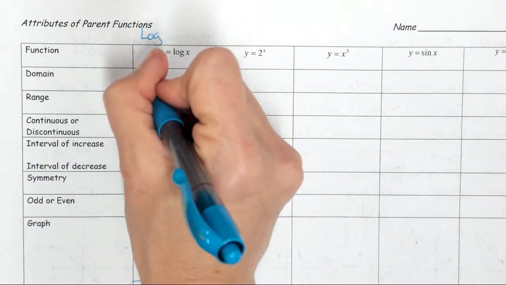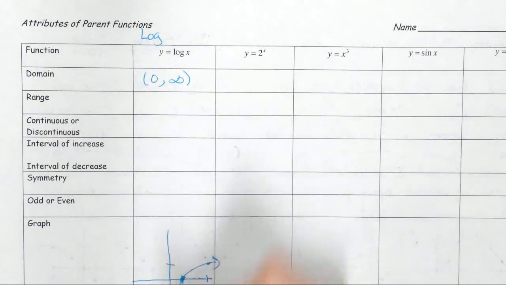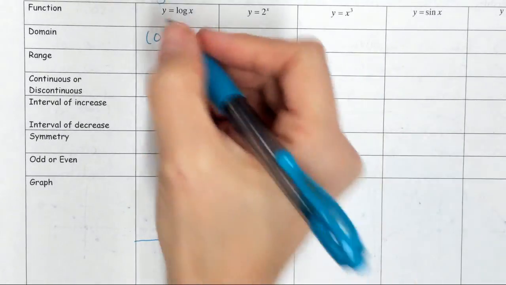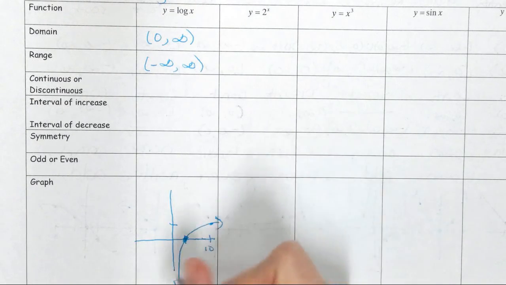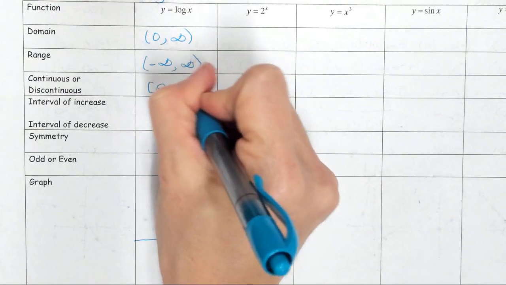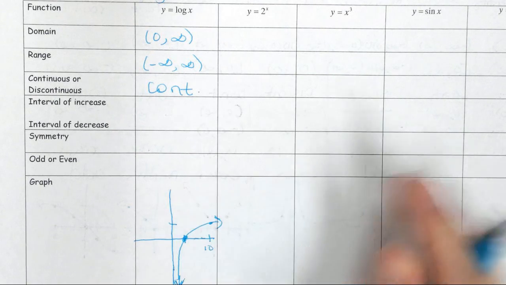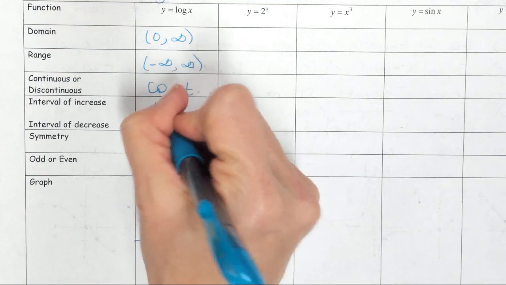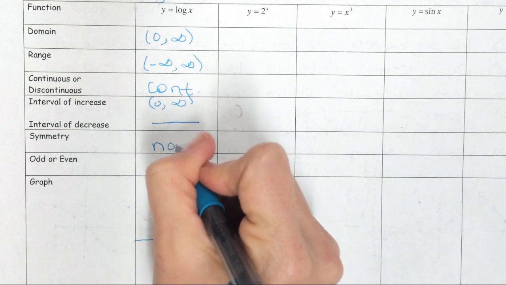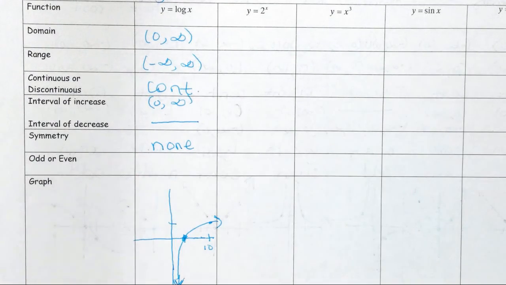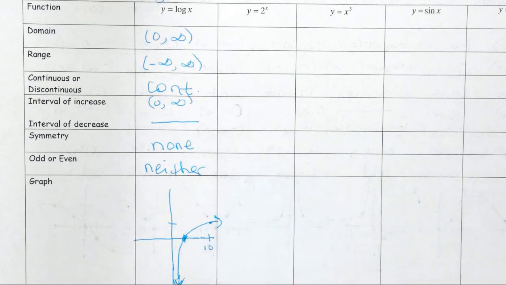The domain is going to go from 0, but it can't include 0, to infinity. Your range goes up and down forever, so it's going to go from negative infinity to positive infinity. This piece of the graph is continuous. Even though it's asymptotic to this axis, it still goes on forever. There are no holes in the piece that we graphed. The interval of increase is from 0 to infinity. It does not decrease. It is not symmetric about the x-axis, the y-axis, or the origin. Therefore, it is neither odd nor even.